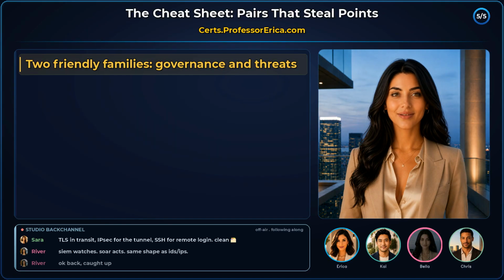The last 2 families look the scariest on paper and are actually the friendliest, because most of them you only need to recognize, not operate. Governance and risk, and the threats and malware names. Let me bring them down to earth. Governance is the paperwork family, the rules and the risk math. And there is exactly one formula in here you must be able to run cold.